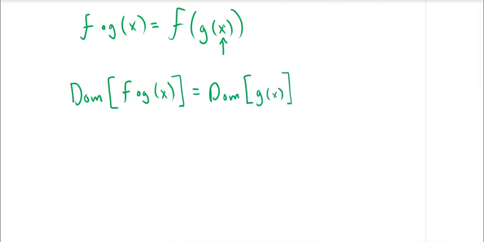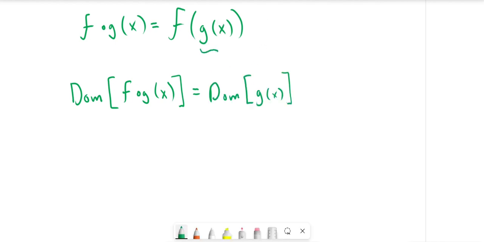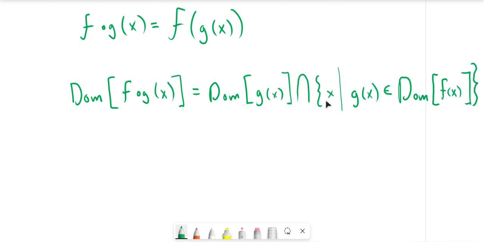But furthermore, the input into f is now the entire function g of x, or we could think of this as the output of plugging in x into g. So in other words, whatever is going to go into g, it has to be true that g of x is going to be in the domain of f. So we also require that x be in the following set. It has to be an element such that when you plug it into g, you get something in the domain of f.